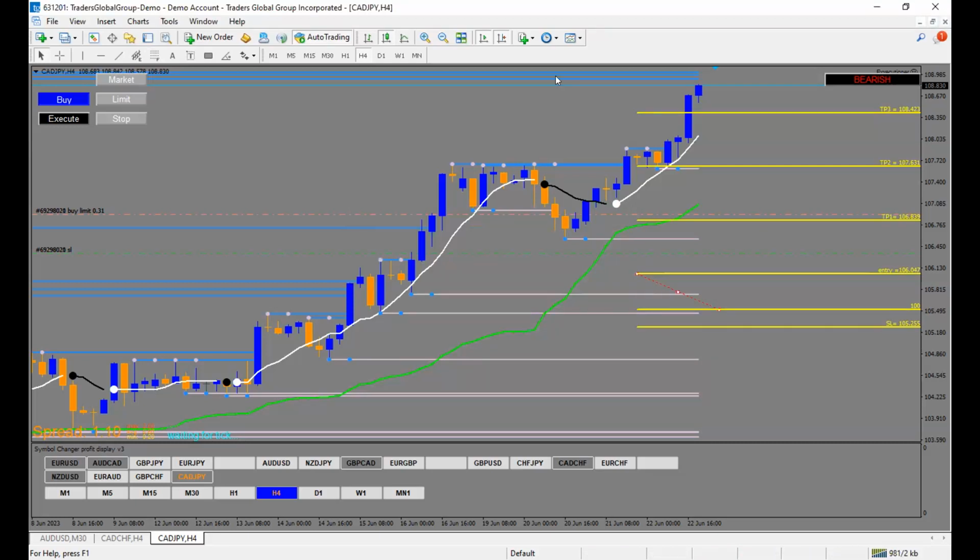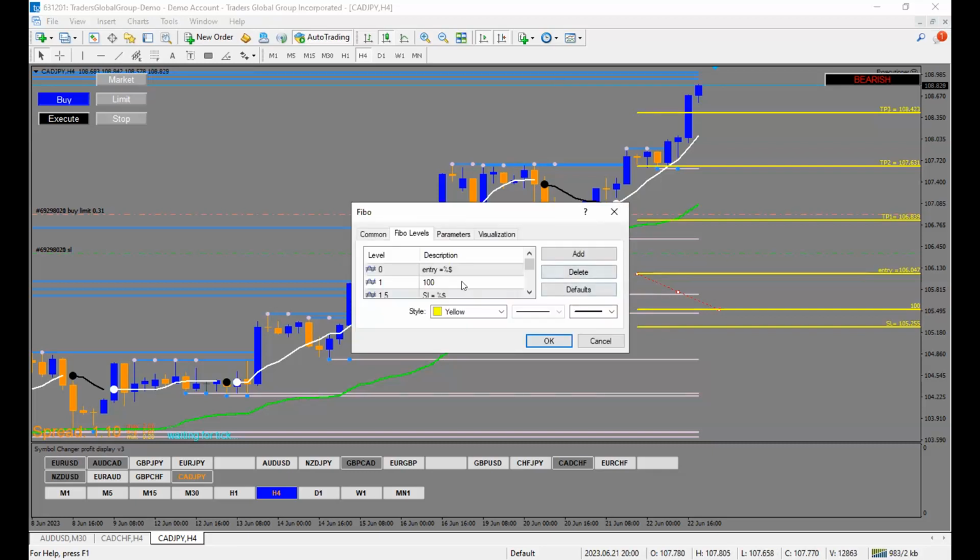There's a question in the chat. I was asking, can we see your fib settings, please? So these are the fib settings. It's also the settings that we have in Simply Pips.